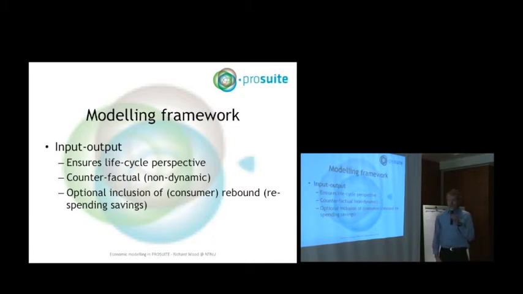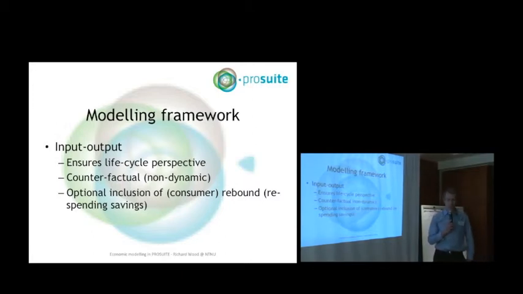So we use an input-output modeling framework, which is a kind of generic term, but actually it has a very precise meaning. An input-output system is used in the system of national accounts for a lot of economic modeling. It's the basis of a lot of dynamic modeling as well, and CGE modeling. But the basic input-output model is a static model. It has the benefit that it ensures a life cycle perspective.